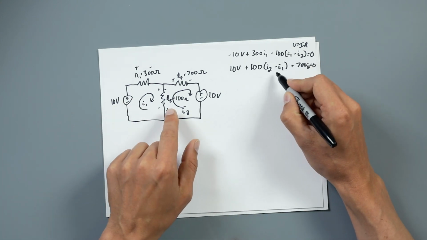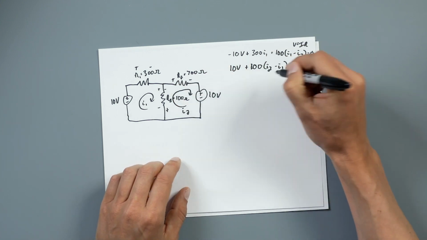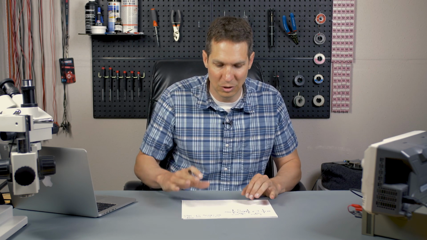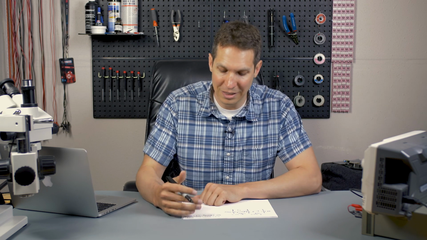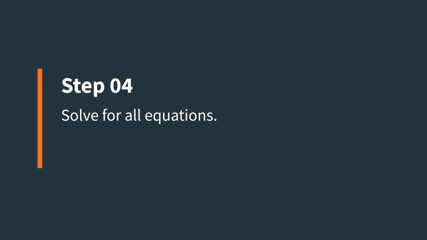On this one, it's I2 minus I1. Now, if we defined going the other direction, that would have been flipped, but we didn't. So don't change your math. Figure out which direction you're going, stick with it. Don't mess with it.